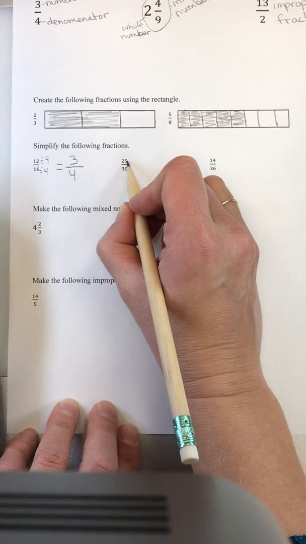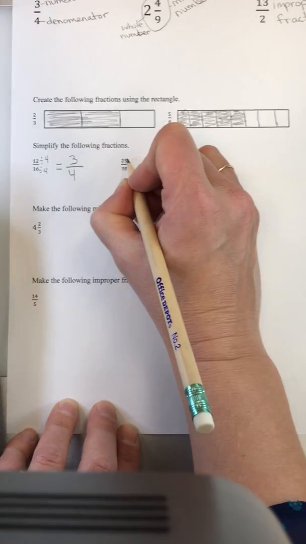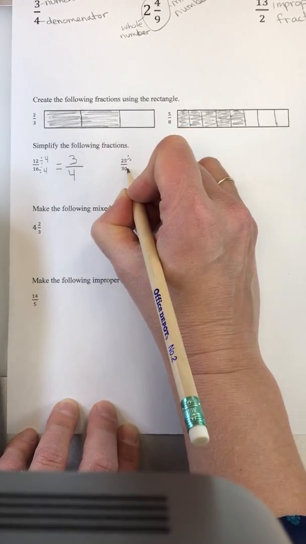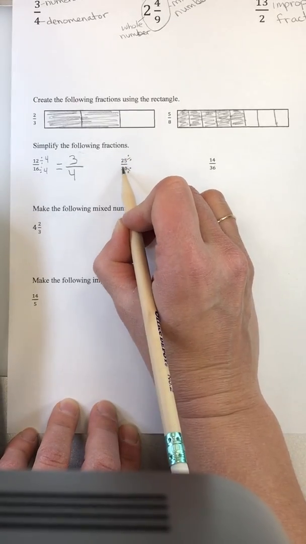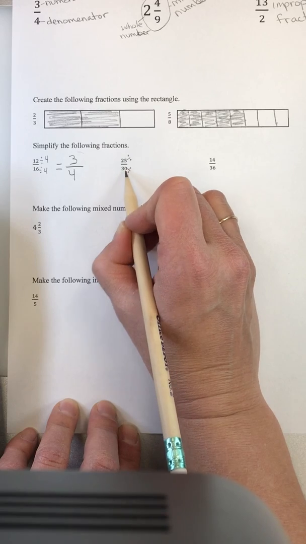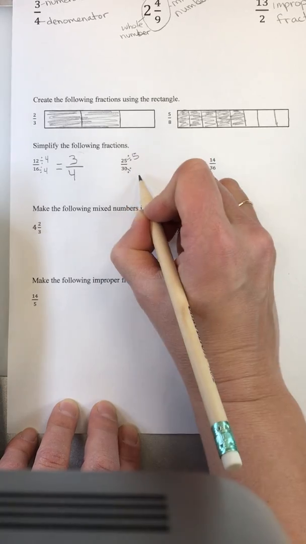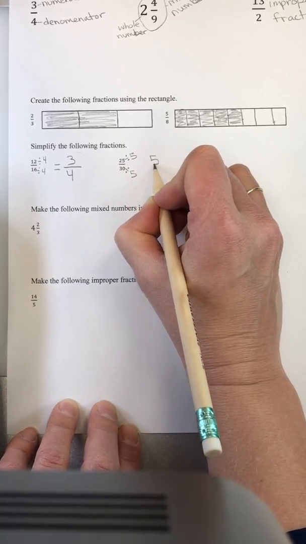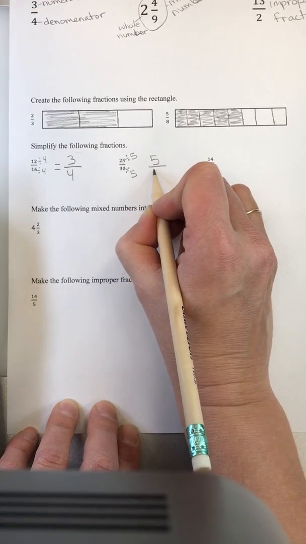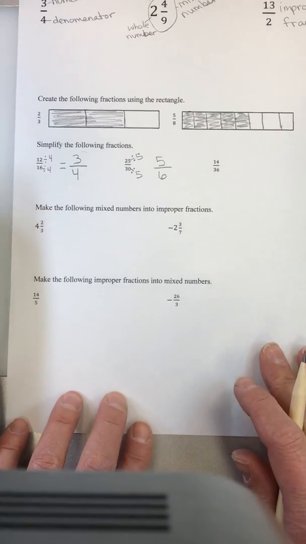The next fraction I see is 25 and 30. So I want to think, what number could I use to divide both 25 and 30? I notice that this ends in a 5 and this ends in a 0. And I remember that any number that ends in a 0, I can divide by 5 as well. So I'm going to divide by 5 here and 5 here. 25 divided by 5 gives me 5. 30 divided by 5 gives me 6. So my simplified fraction is 5/6.